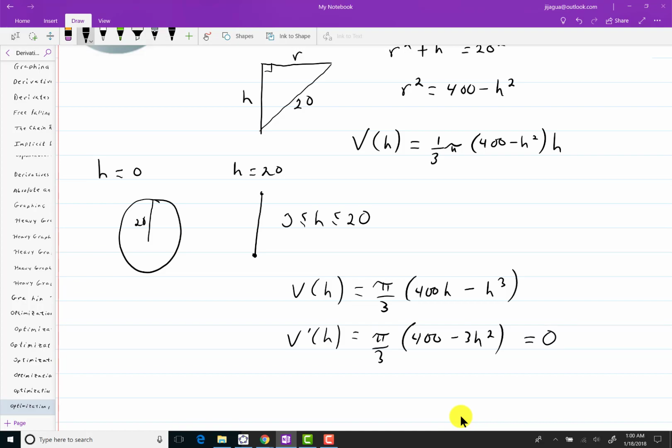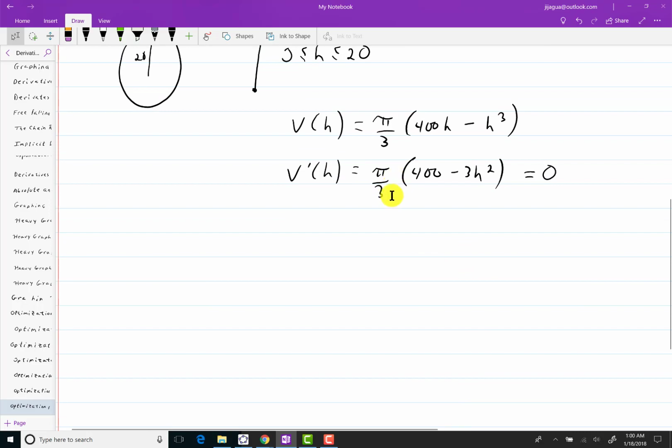The pi over 3 has no importance here. This is the part that will equal 0. So I'll have 400 equals 3h squared. I'll divide by 3: 400 over 3 equals h squared, and then I'll take the square root. So h will equal 20 over the square root of 3.